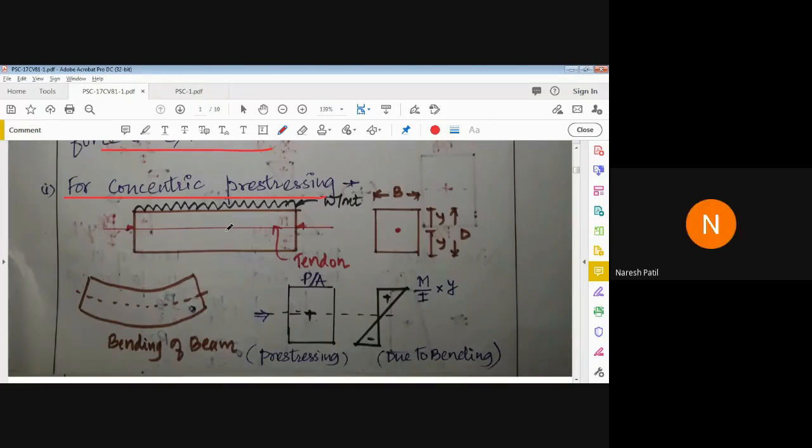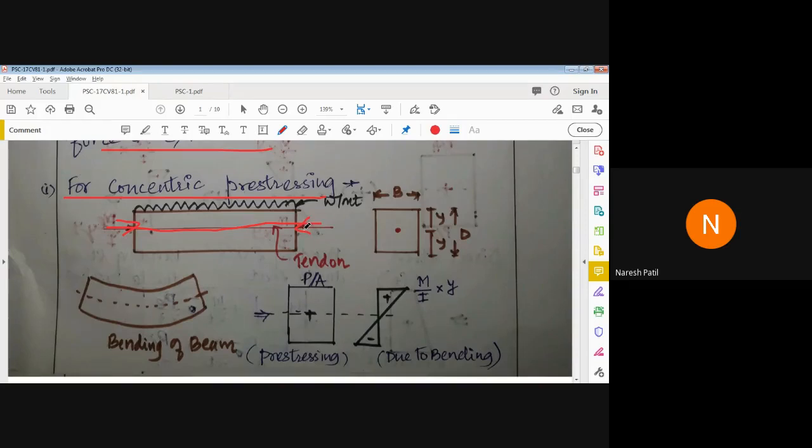See, you can see the sketch here. This line is nothing but the tendon, and it will carry the force at the end. Okay. So why is it called concentric? Because the cable and the centroid of the section are in the same line. Both are coinciding. So that's why it is called concentric pre-stressing.